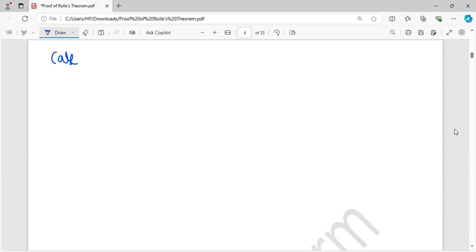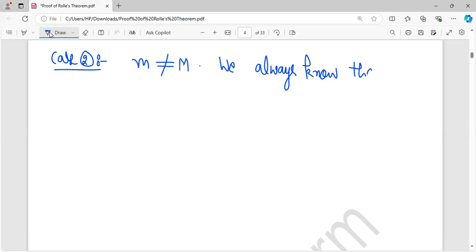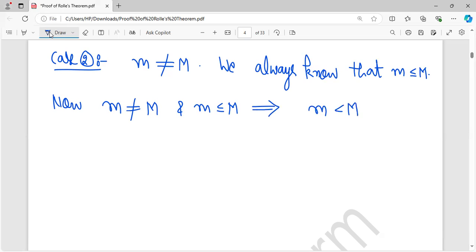Now we come to case second. Case 2: small m is not equal to capital M. We always know that small m is less than or equal to capital M. Now small m is not equal to capital M, and m is always less than or equal to capital M. What does it mean? It means m is strictly less than capital M.